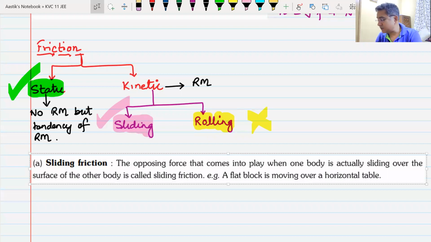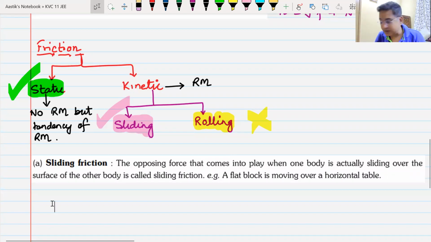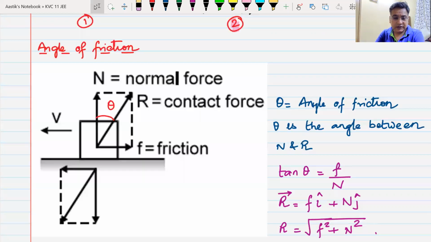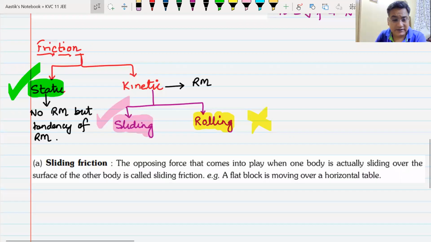Sliding friction is the friction that happens when a body is sliding over the other body. The case that we saw just now, there was a block which was kept on a surface and it was sliding on the surface. The friction between the block and the surface was sliding friction. When a block is sliding over a surface or two blocks are sliding over one another, that friction would be known as sliding friction, which is what we are going to study in this chapter.